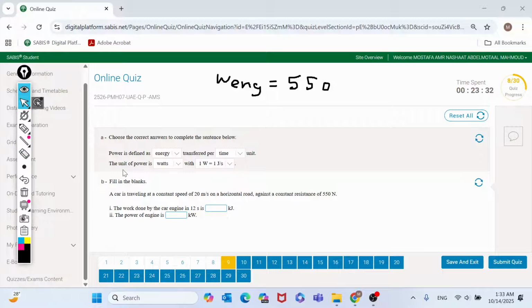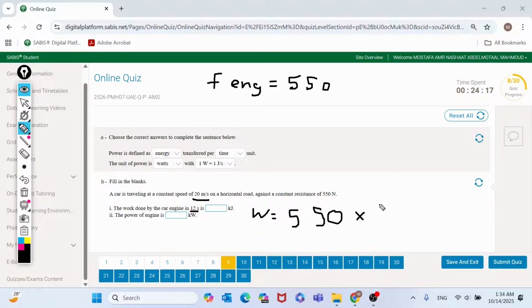Okay, so the work done by the car engine. So work is force. Oh no, wait. Oh, guys, this isn't the work, it's the force, my bad. And the other one was also the force, my bad. I kind of confused you guys. Okay, so work is force, 550. Oh, wait, guys, my bad. I'm making so many mistakes. Okay, so 550 times the distance. How do you find the distance? It's speed times the time.